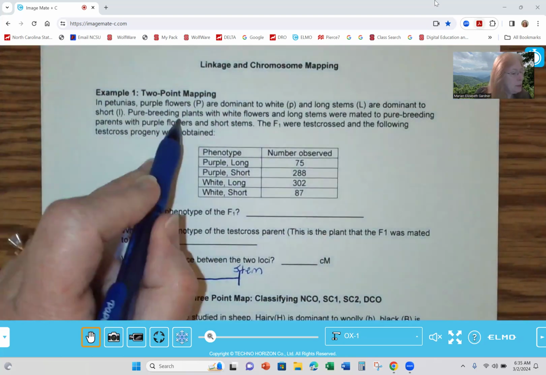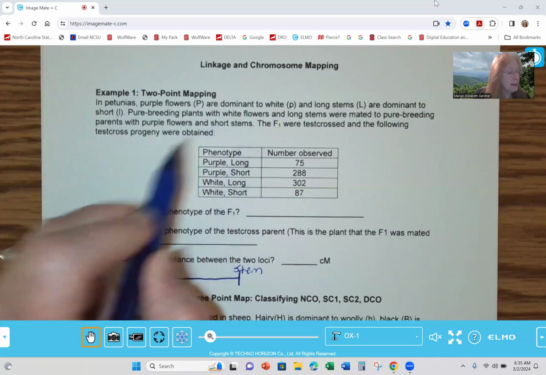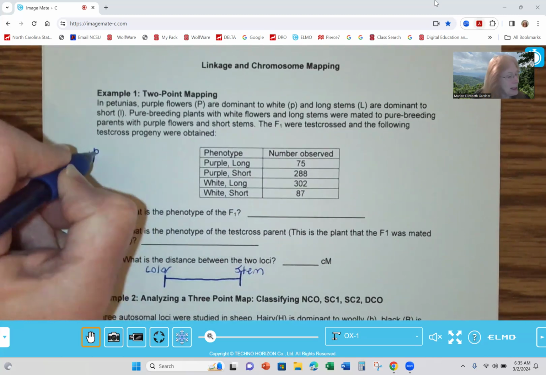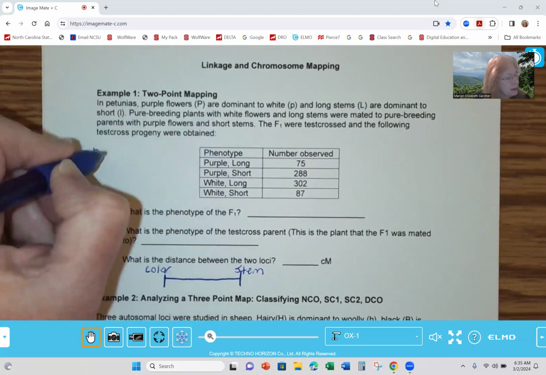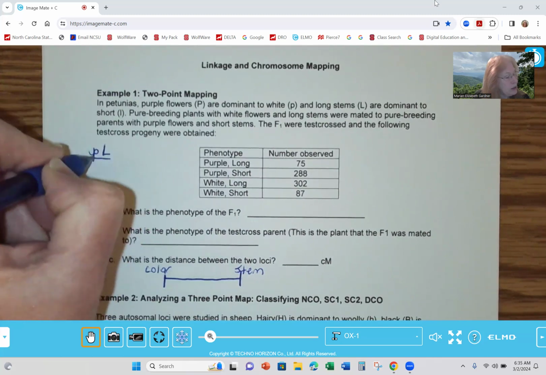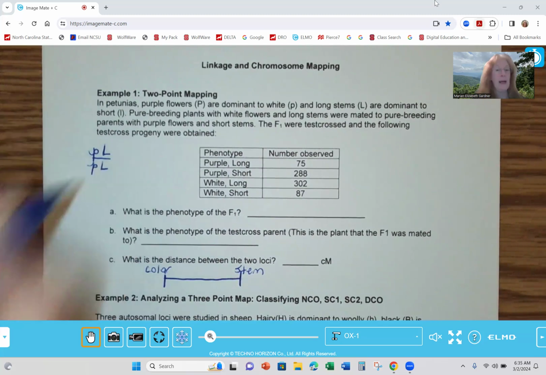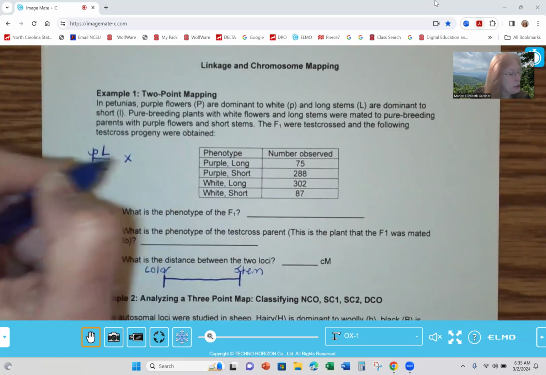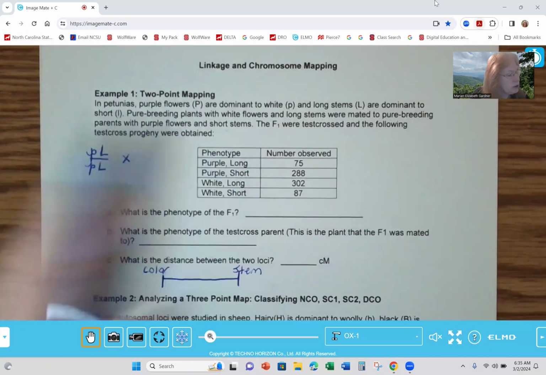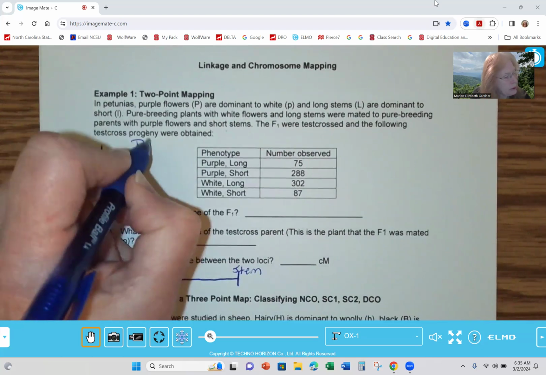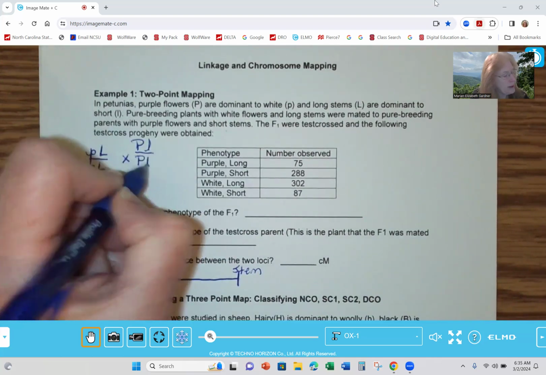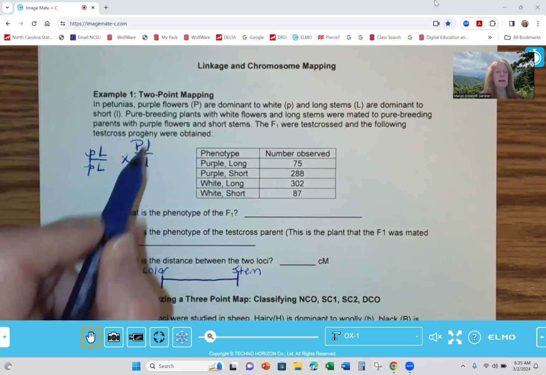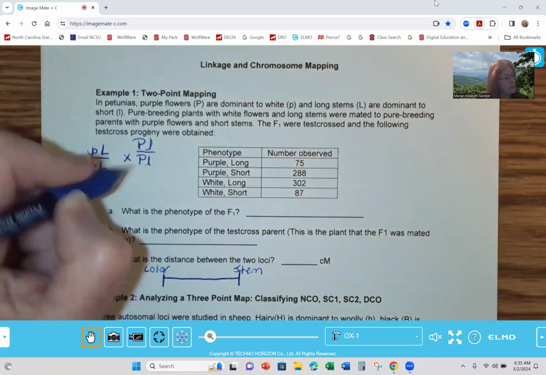Let's look at the cross. Pure-breeding plants with white flowers and long stems were mated to pure-breeding plants with purple flowers and short stems. So let's see. White flowers is recessive, long stem is dominant. Assuming these genes are linked, we can write that genotype as little p, big L, big L. And that was mated to a plant with purple flowers and short stems. Purple is dominant, short is recessive. So again, assuming the genes are linked, we would write that as big P, little l on one chromosome, big P, little l on the other.